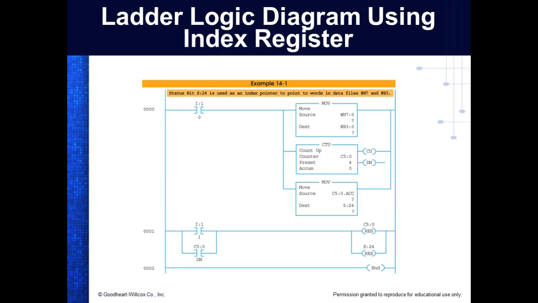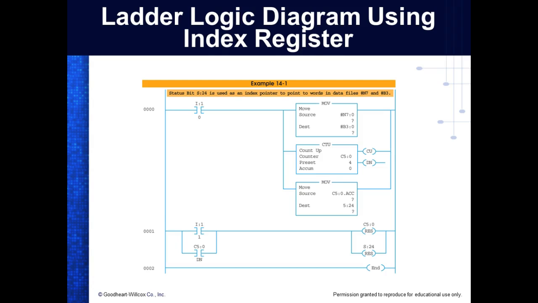So what's this getting information from? Here they're taking an N7 file, they're putting it into this B3 file. Here they're taking this and moving this into the accumulator, right? That's supposed to be the thing. Yeah, I don't have a clue what this is.